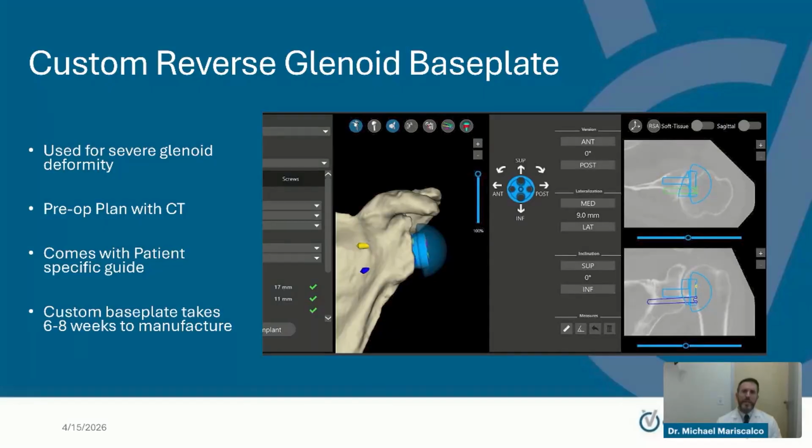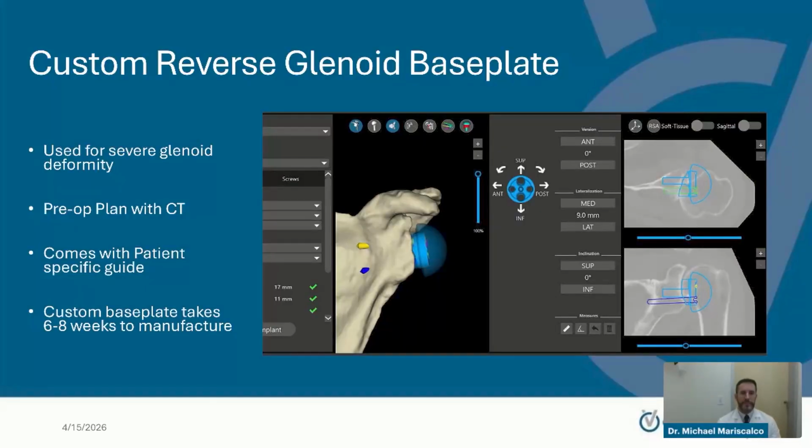So what are the options for patients that have severe deformity of the socket that you can't correct with implants that are currently available? Those implants come in usually a half wedge or a full wedge design. This is a picture showing you a preoperative CT scan with a plan that is a custom base plate. And the base plate is what houses the sphere. The sphere they call the glenosphere.